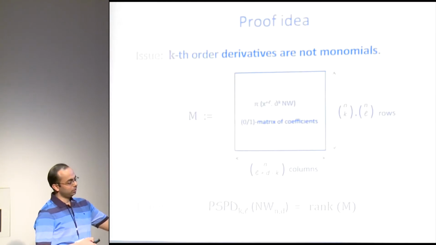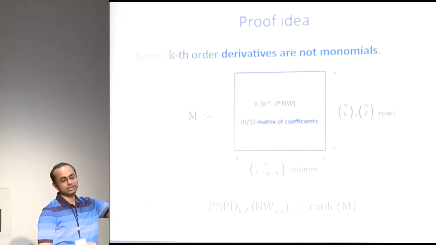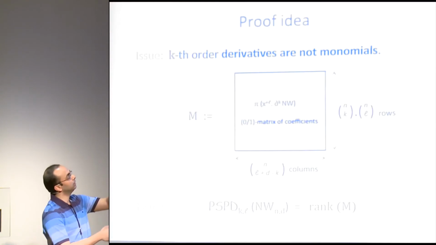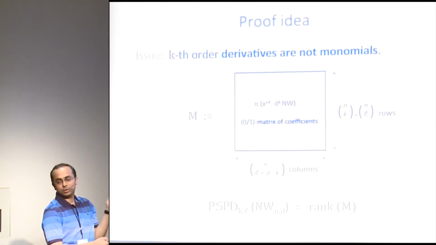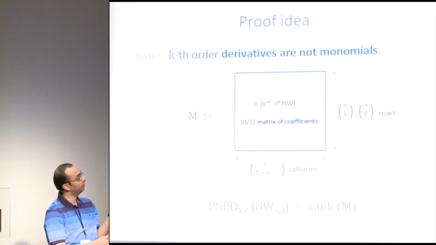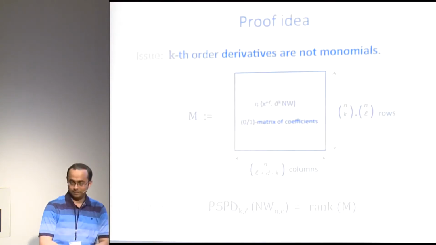You write down all the polynomials, all the n choose k times n choose l polynomials, whatever you get by deriving and then shifting. Write down all these polynomials, their coefficients. Yeah, these would be 0, 1 coefficients. And how many columns are there? Exactly the number of multilinear monomials, right? Because these are all polynomials in n variables, and they're multilinear and of degree exactly l plus d minus k.